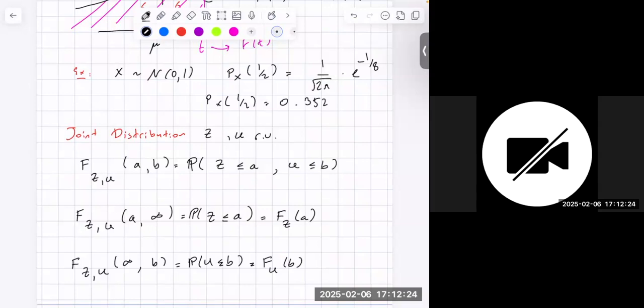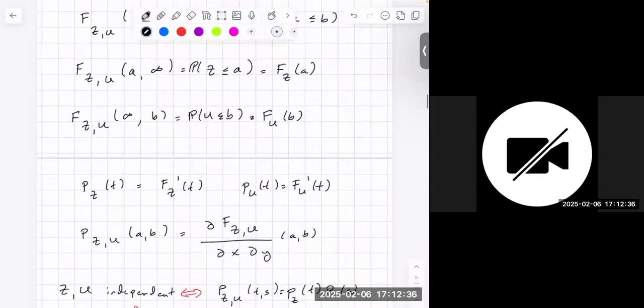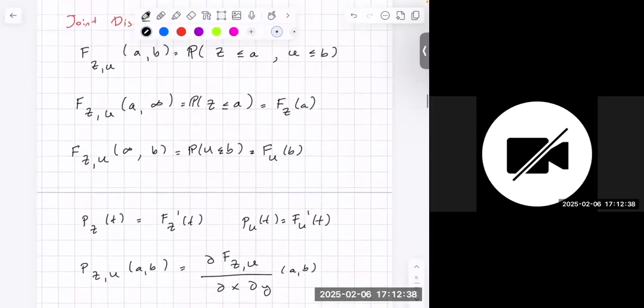Okay. And if you plug in infinity to the first one, you will get the cumulative function of the second one. So if you have the joint function, you can always recover the single functions by plugging in infinity. So far, so good.